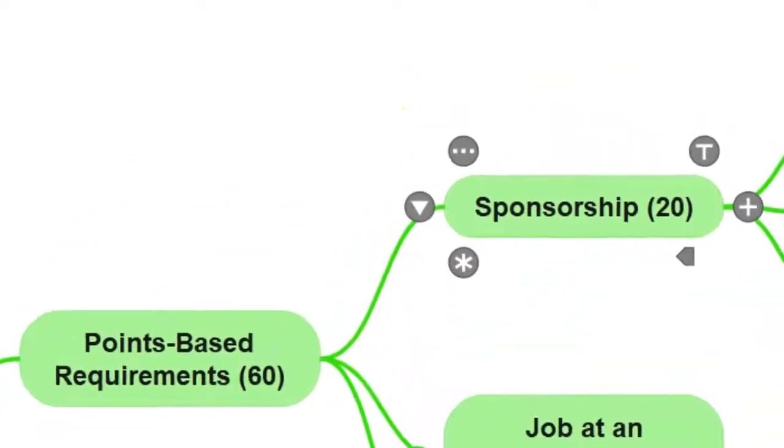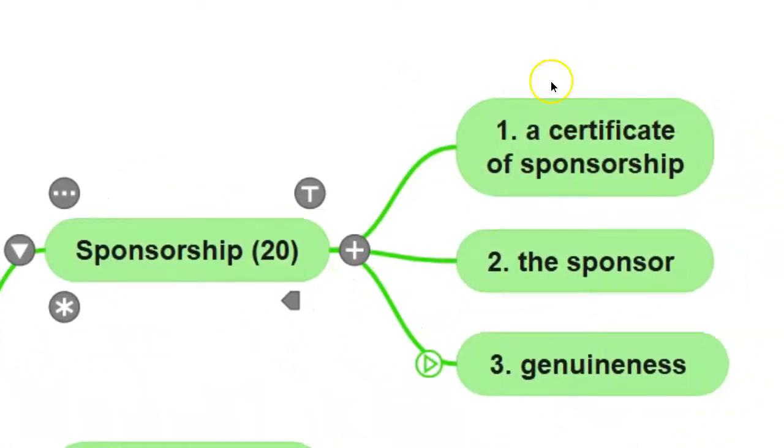points each. For the sponsorship, when someone makes the application, they have to prove that they have a valid certificate of sponsorship, which was not withdrawn by the sponsor and not cancelled by the Home Office.